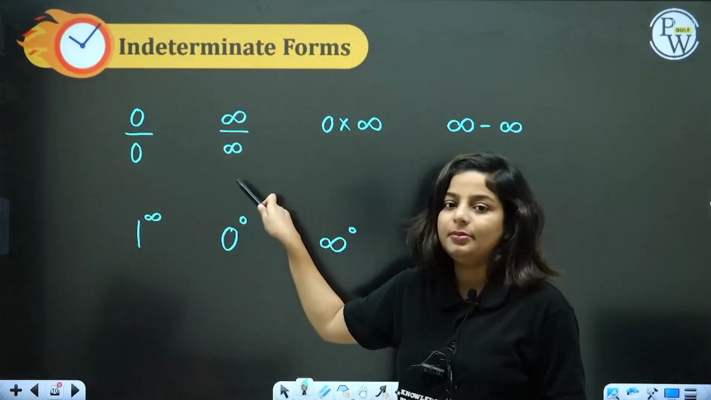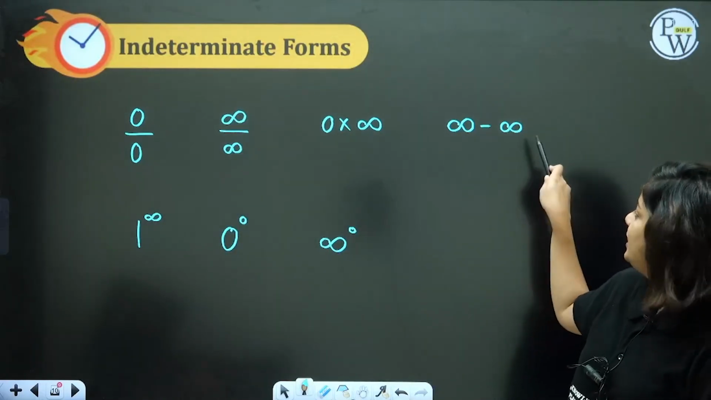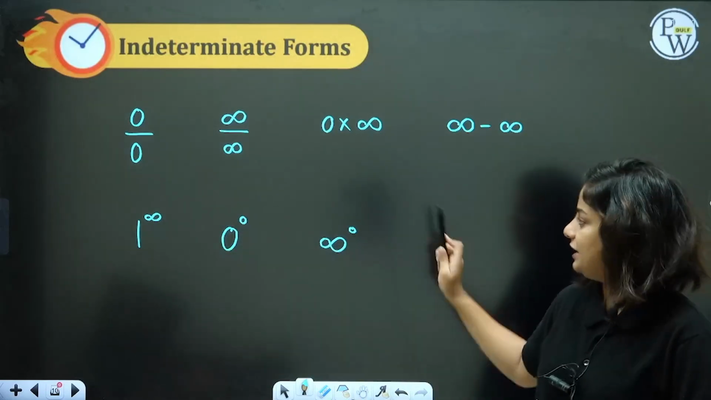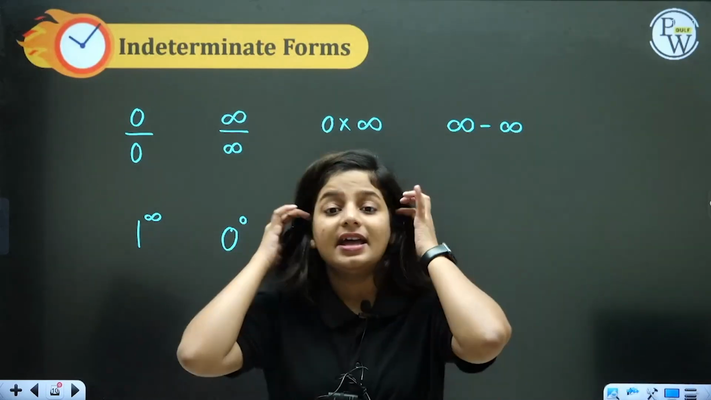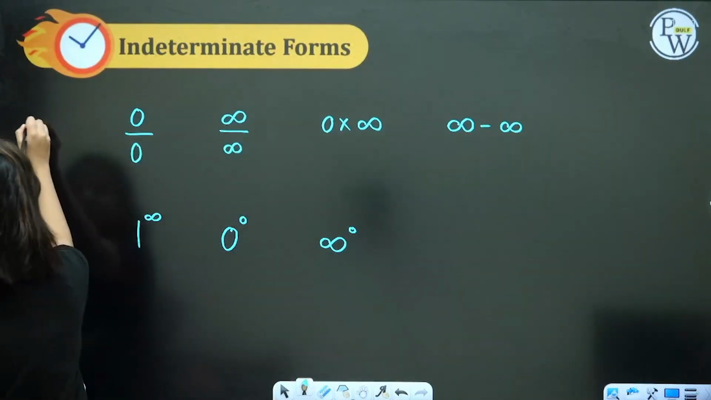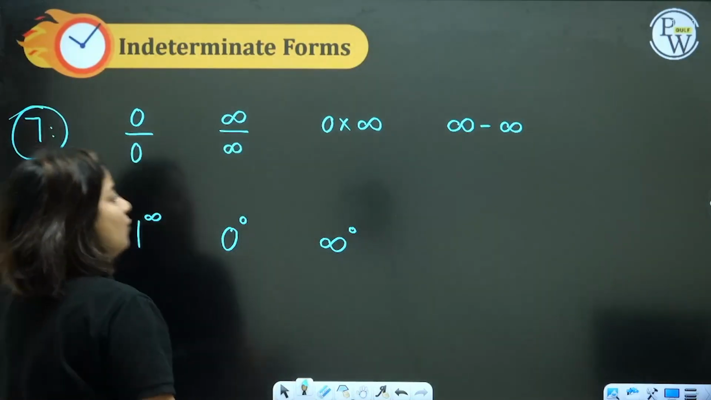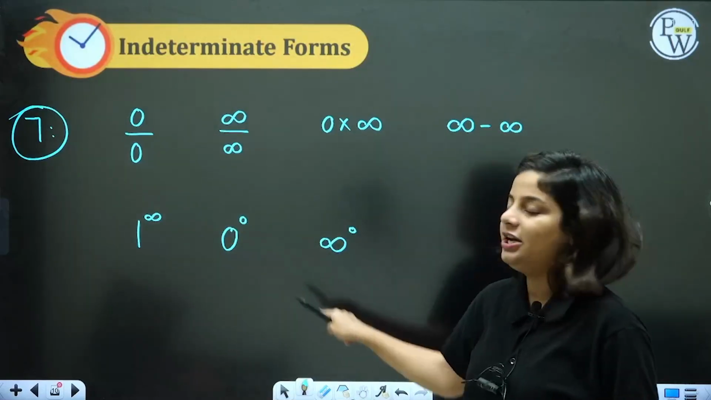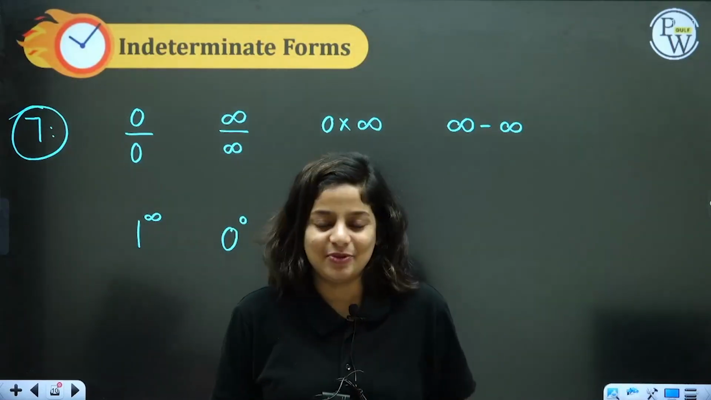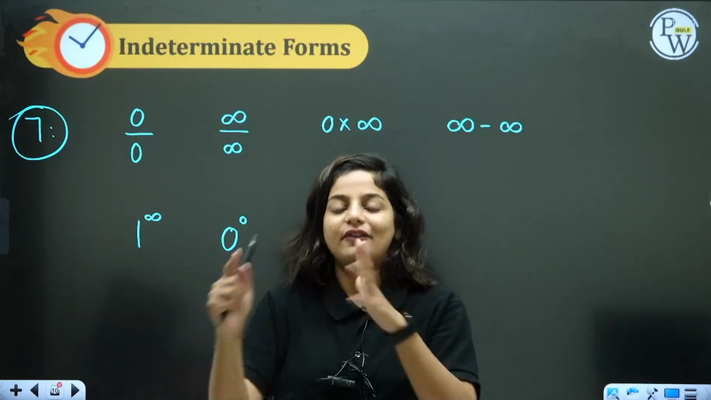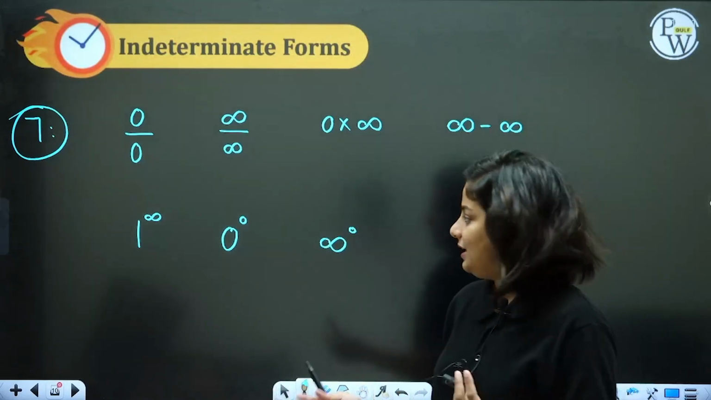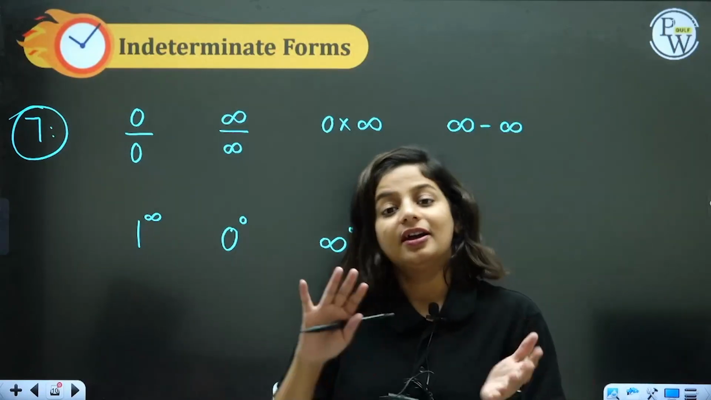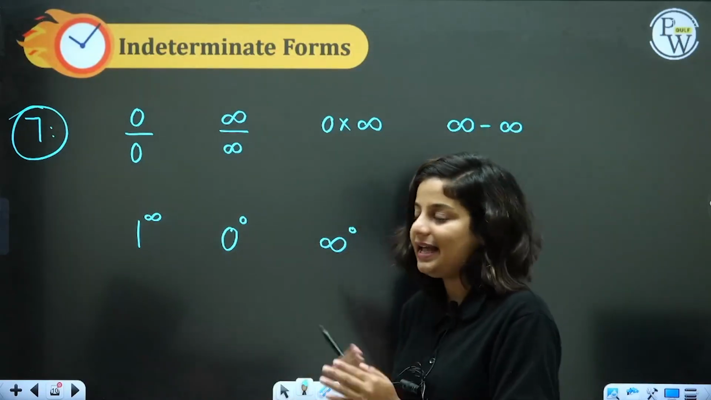These are the 7 indeterminate forms: 0 by 0, infinity by infinity, infinity minus infinity, infinity into 0, 1 raised to infinity, 0 raised to 0 and infinity raised to 0. Whenever you see a limit coming in any of these indeterminate forms, you cannot directly substitute and get the answer. You have to approach it differently, maybe rationalization, factorization, or what we are going to see next after that.